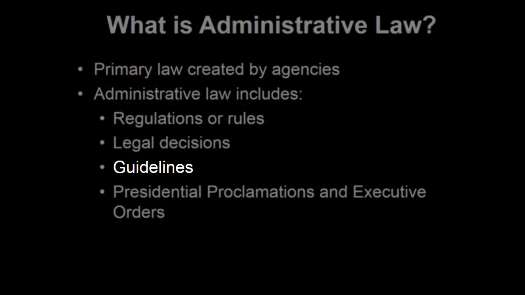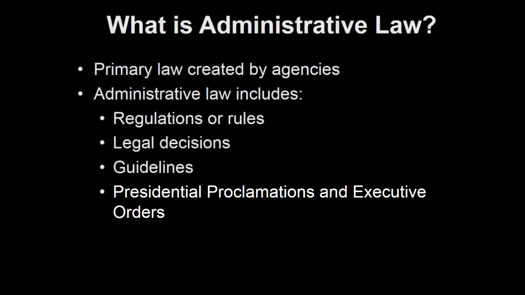Guidelines are additional instructions about procedures before the agency and interpretation of the regulations. For example, the Manual of Patent Examining Procedure is a guideline for procedures for obtaining a patent before the Patent and Trademark Office. Presidential proclamations and executive orders are not laws made by agencies, but are laws made by the executive branch. Many significant laws have been created through presidential proclamations and executive orders. For example, the creation of the Peace Corps. Because of its importance to the practice of law, this video focuses on regulations.